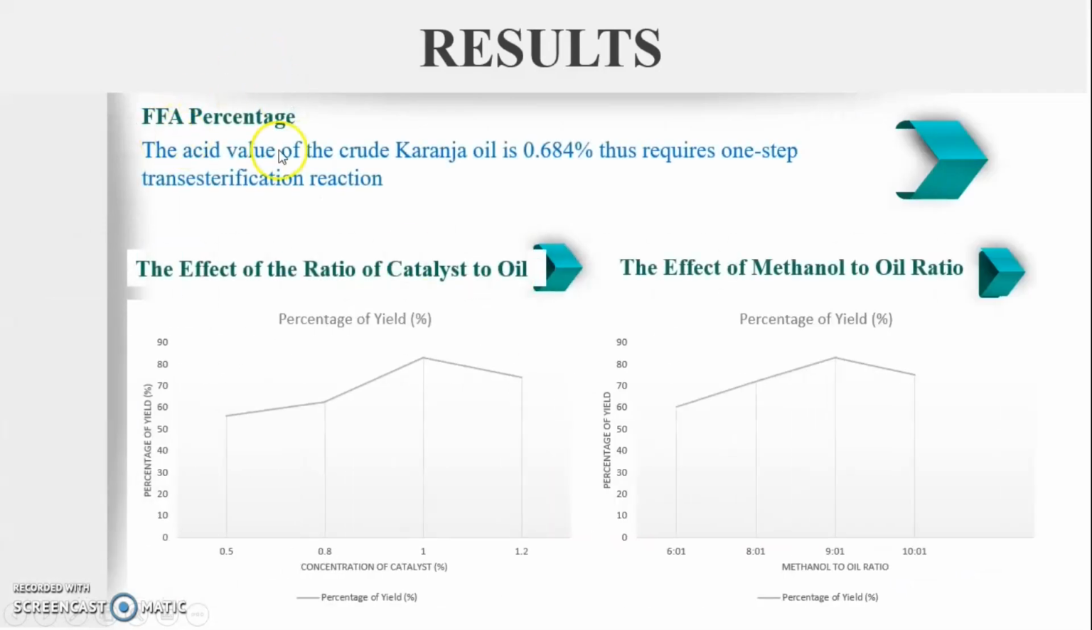Now the results. We have found that the FFA value is 0.684%, which is less than 1%. Thus we continue with one step transesterification method to produce the biodiesel. Later we have the effect of the ratio of catalyst to oil. We have seen that 1% concentration of the catalyst gives the highest yield of the biodiesel, and the effect of methanol to oil ratio, here we have got 9:1 methanol to oil ratio gives the highest yield of biodiesel.